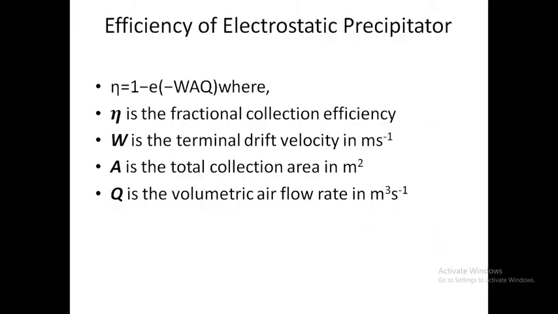Efficiency of electrostatic precipitator. Efficiency eta is equal to 1 minus e to the power of minus wA/Q, where eta is the fractional collection efficiency, w is the terminal drift velocity in meters per second, capital A is the total collection area in meter square, capital Q is the volumetric airflow rate in meter cube per second.